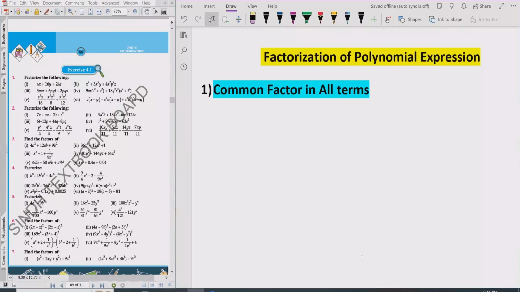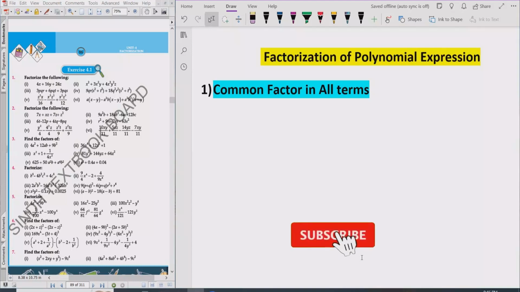Today we will learn about the factorization of the polynomial expression. We already have covered the types of polynomial expression in a short video. You can follow our video. We have the link here in the bar, so you can follow that video. Today we will learn the common factorization in all terms.